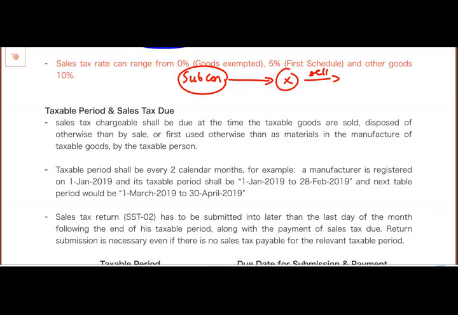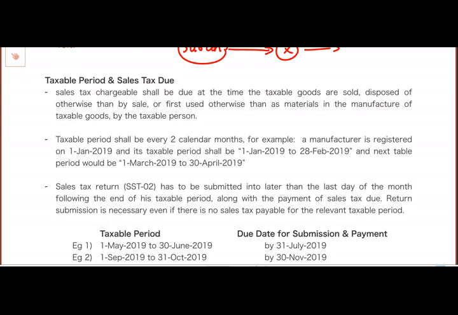Now, when do you account for sales tax? That means, when do you impose the sales tax? For example, when will the service tax be imposed on you? You go to McDonald's, you buy a burger. The very moment you buy the burger, when the bill comes out, you see the 6% is there. So the moment you consume the service, the 6% comes in. Now, what about sales tax? Sales tax is based on when the goods are sold. So it's based on sales.